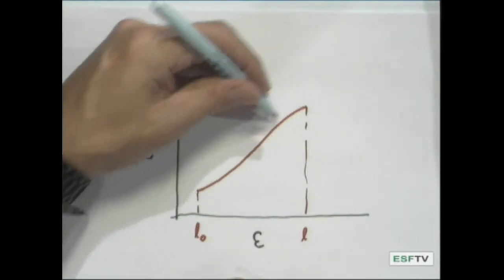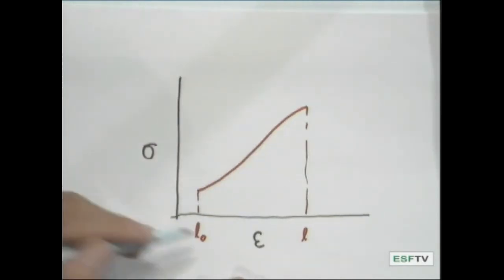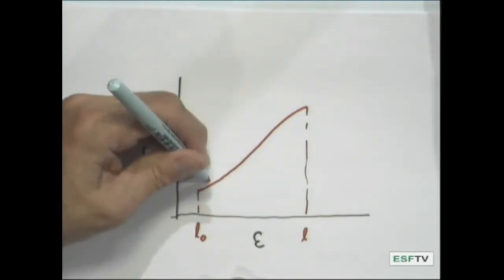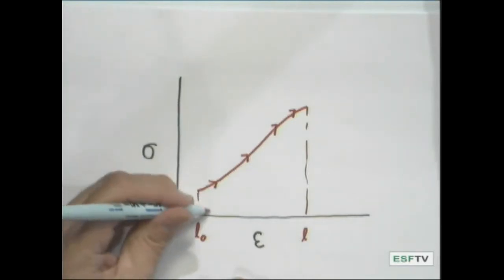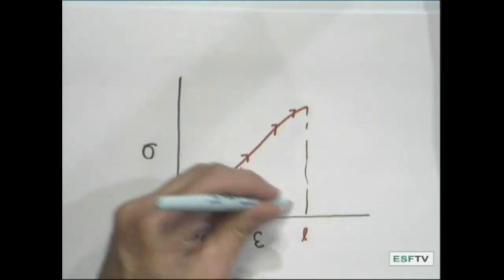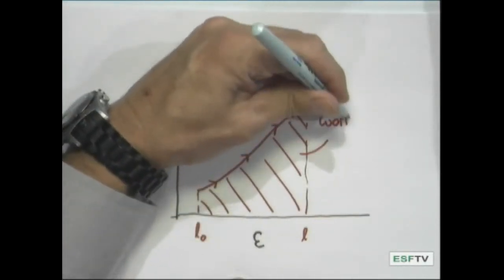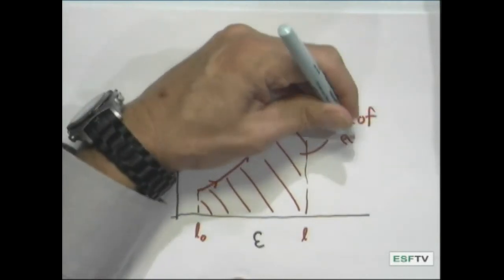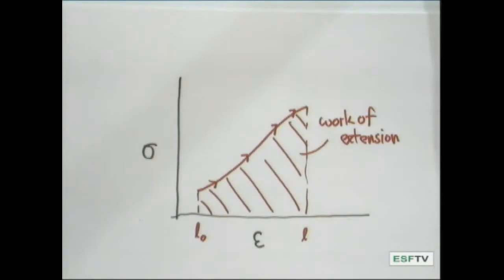We're going to pretend it doesn't matter what shape this is, but we're just going to pretend that it's a non-linear relationship between stress and strain. That is, the Young's modulus is not constant throughout the deformation. And as we move up this curve, we're going to be doing a certain amount of work on that system. And that is going to correspond to a work of extension. That is, this is the storage of energy in this system.